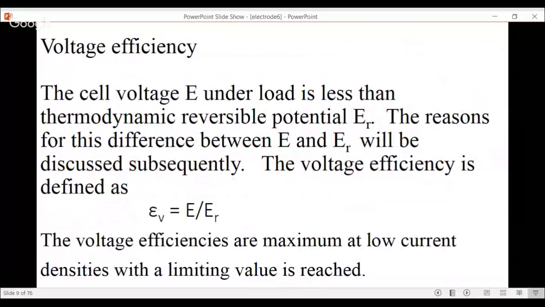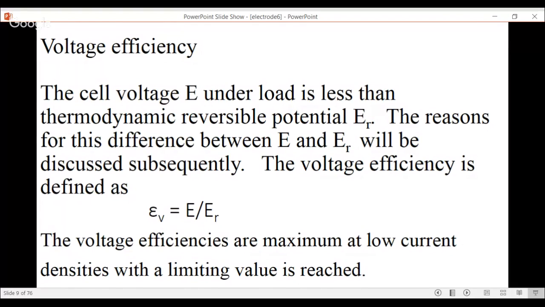The cell voltage E under load is less than the thermodynamic reversible potential. Thermodynamic reversible potential is when the current is not drawn. Okay, let us assume like that. When it is an open circuit, the maximum potential that can be, for example, if you take a hydrogen oxygen fuel cell, then the potential can be 1.23 volts.